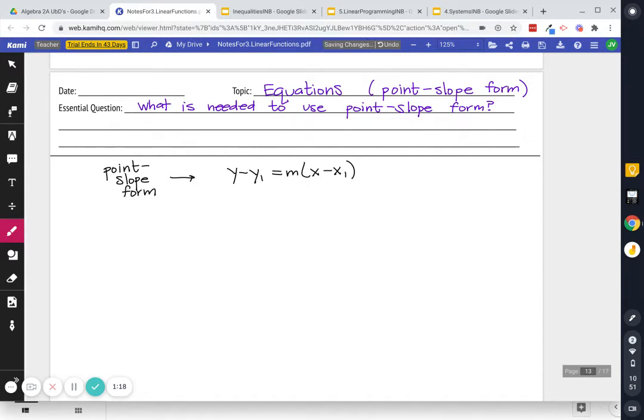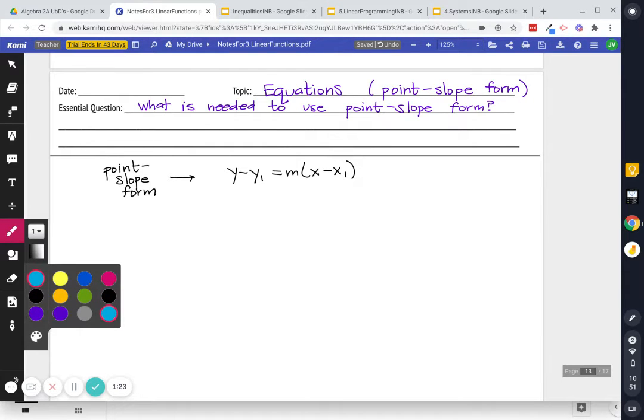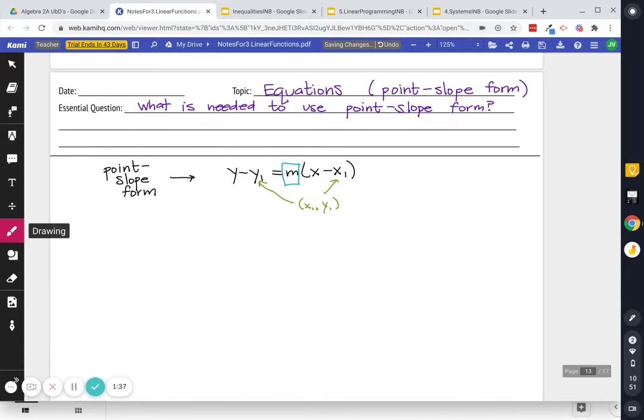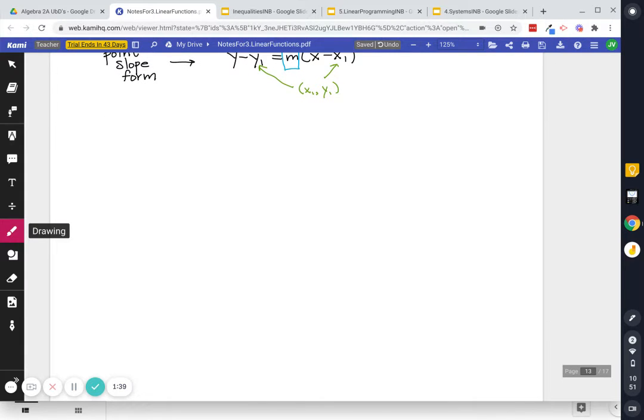Okay, and everything I did last week, I used blue for my slope, and then I used orange for my intercept. I'm going to make my x1, y1 be green. So that's just an ordered pair. x1 and y1 is just an ordered pair. And then slope is slope. So we're going to run through 3 examples.